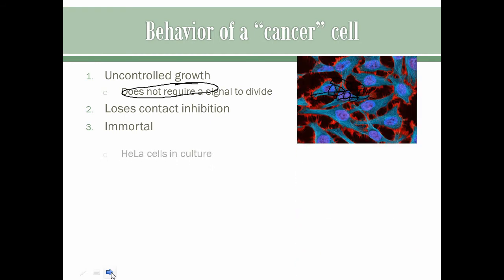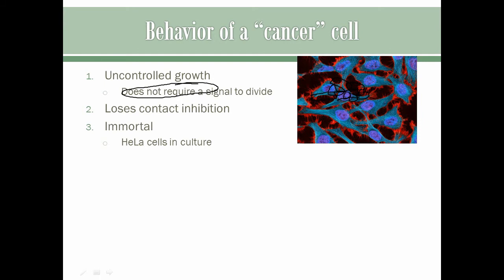Third, cancer cells, you can see my drawing in there. Sorry about that. Cancer cells are immortal. They can pretty much divide indefinitely. In fact, if you take a tumor out of an individual, as long as it's given nutrients to survive, it doesn't even have to be inside of a person anymore.